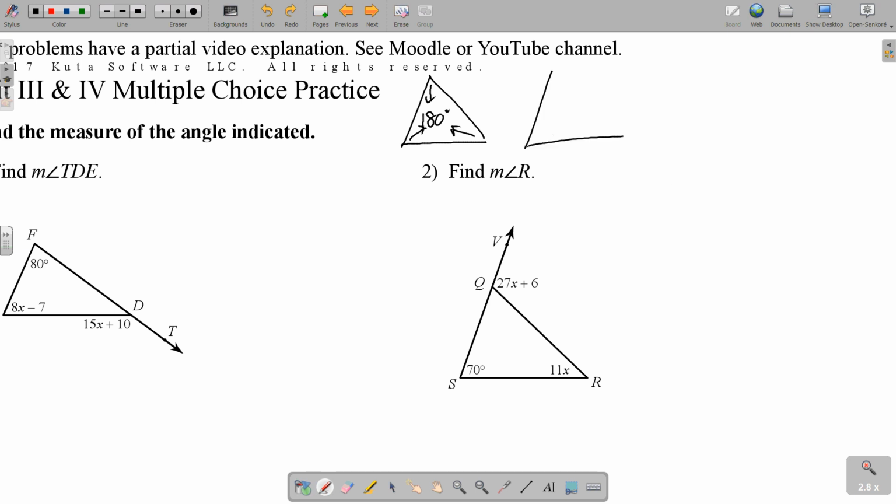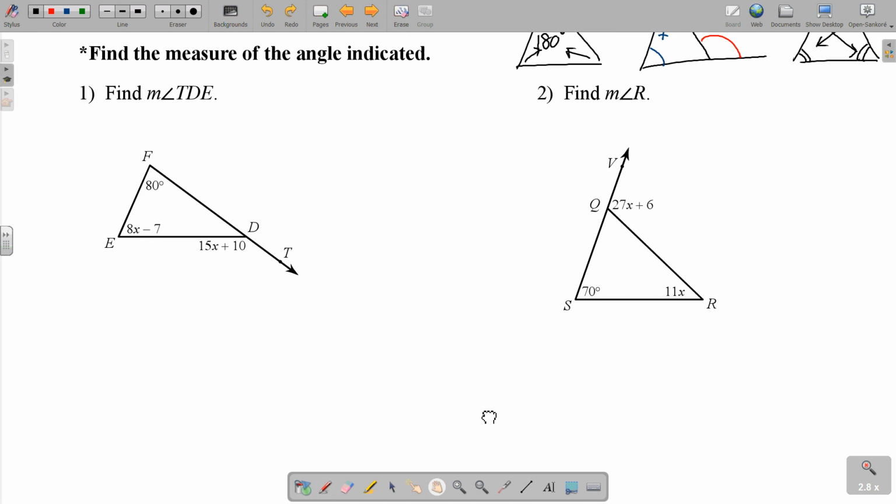Another one. Exterior. Thumb, remote, interior. Exterior, thumb, remote, interior. This one, if you have two equal sides, follow it down into the corners, you're going to have two equal angles. Those are some simple properties about triangles that you should be familiar with.